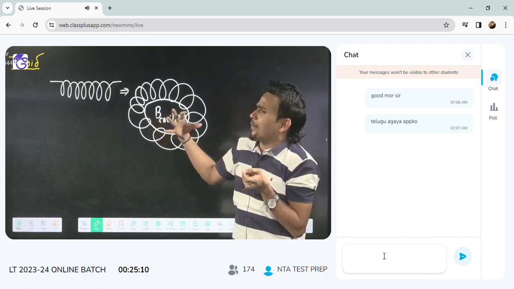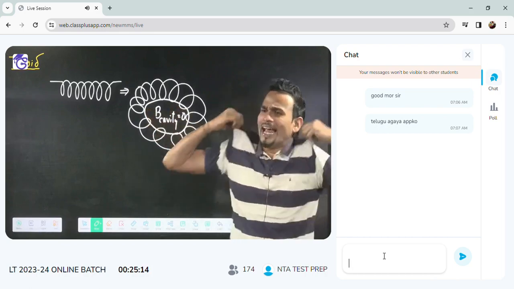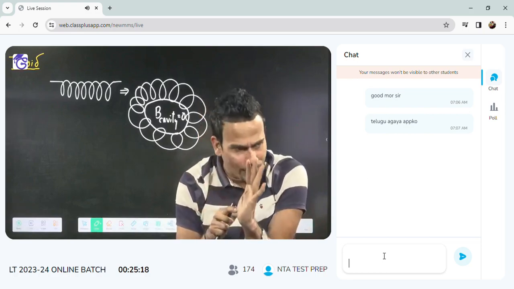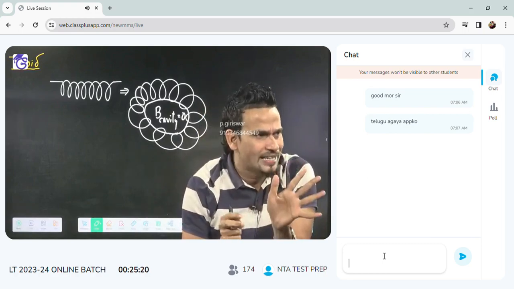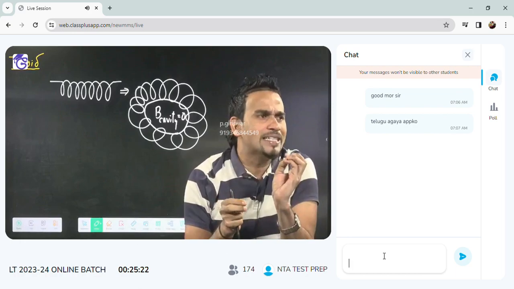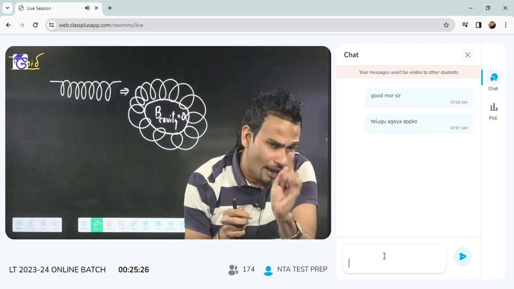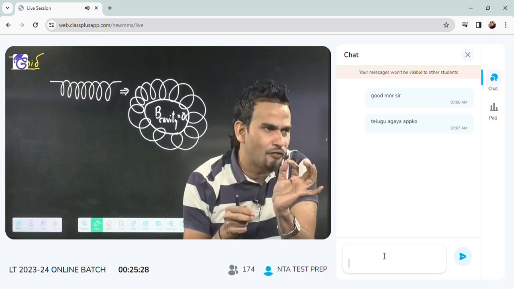Sometimes they give so much data and at the end they ask, what is the magnetic field in the cavity? Students start calculating, no need to calculate. Cavity means nothing is there. If nothing is there, magnetic field will also be 0. So in the cavity of toroid, magnetic field will be 0.